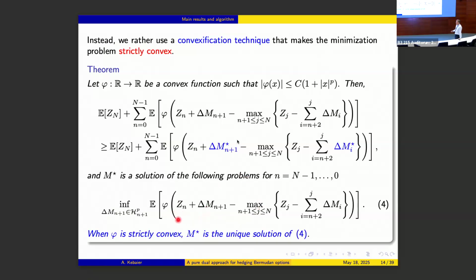If you take a few steps back and look at what this result says, it means that I don't care about M star. I just need to change the function phi. It's not the positive part function anymore. I take any strictly convex function, think of the x squared function. I'm solving this in a backward way on each increment, and I'm done, because there is a unique solution. So the solution of the problem is exactly M star.